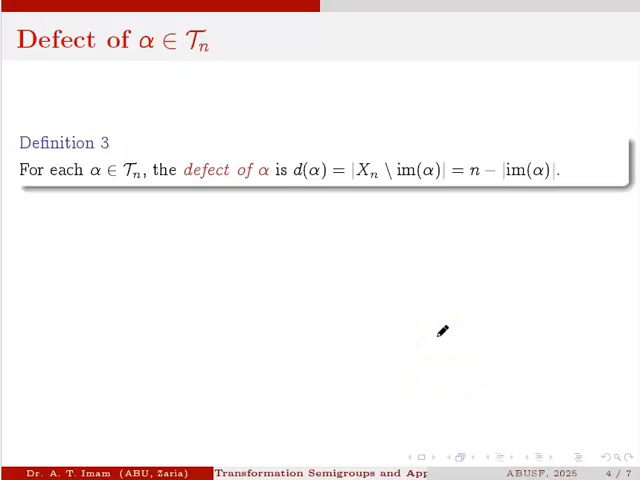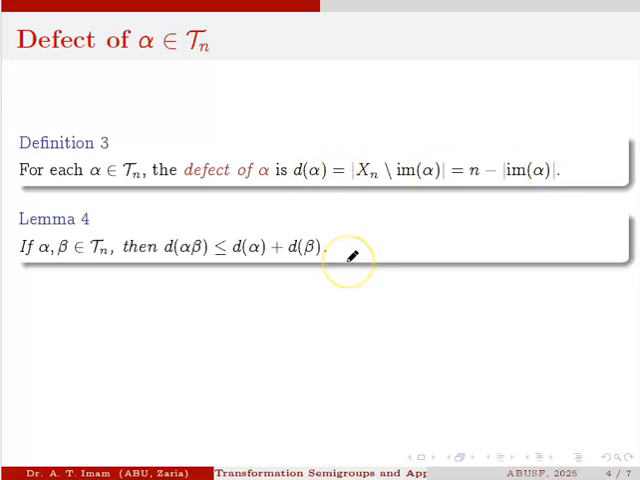Now we define the defect of alpha in T_n. The defect of alpha in T_n is defined to be the cardinality of X_n minus Im alpha. That is, apart from the images, the elements that do not appear in the image set, their number is what we call the defect of alpha. This is n minus |Im alpha|, or n minus the height of alpha, because if you remove the images you get the defect. So n minus the height of alpha will give you the defect of alpha.